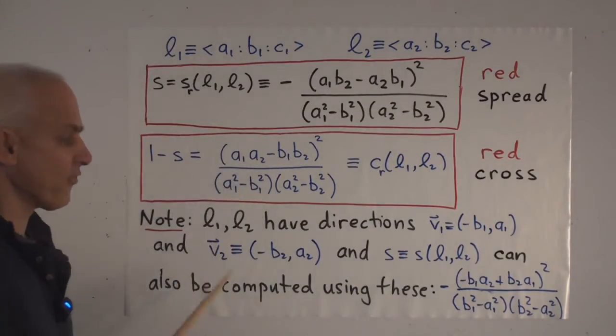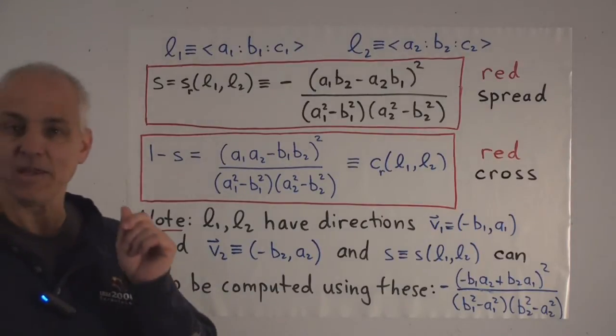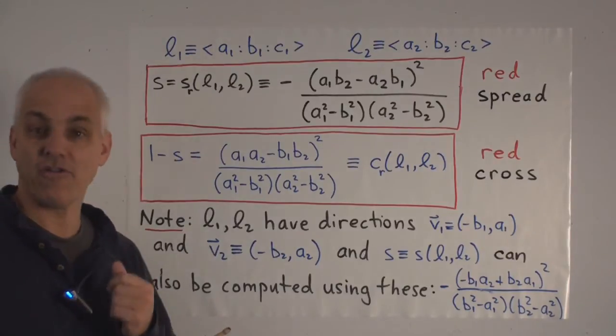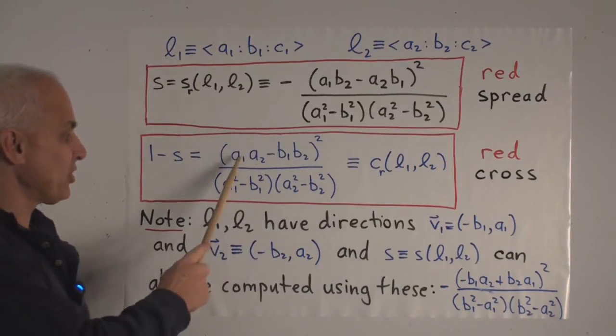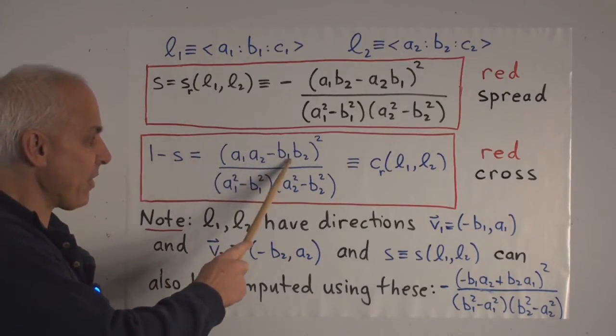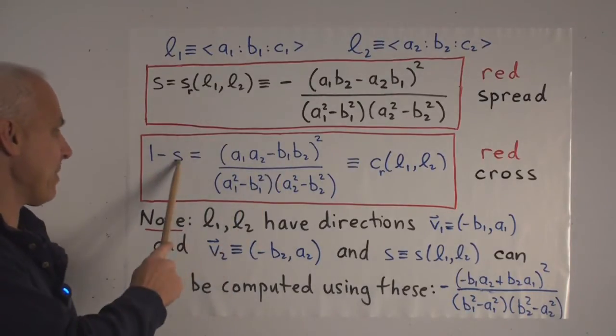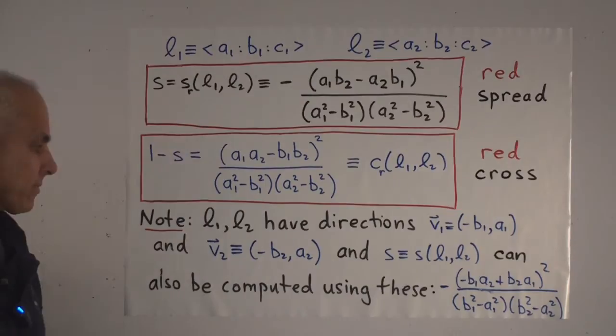In the numerator of this red cross, we have the algebraic equivalent of being perpendicular. So the two lines are perpendicular precisely when this numerator is 0. That's the same as when s equals 1.